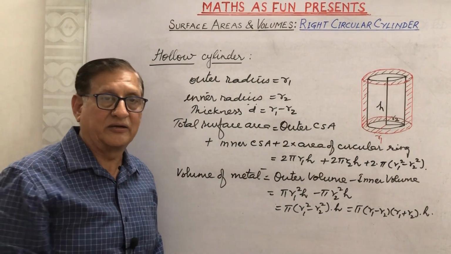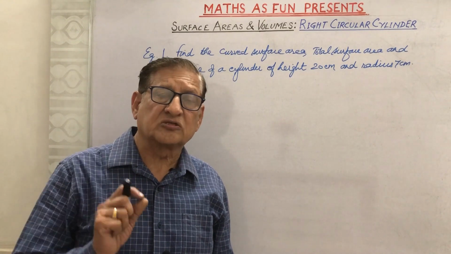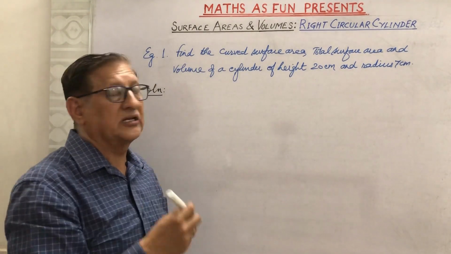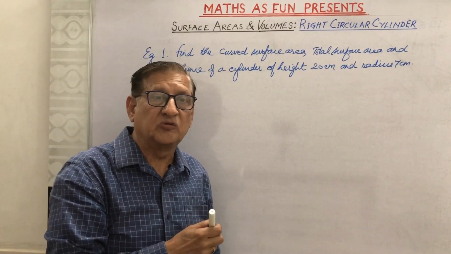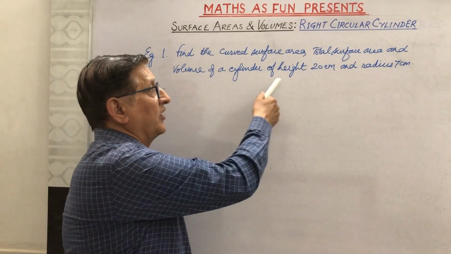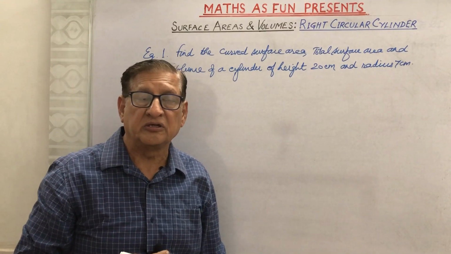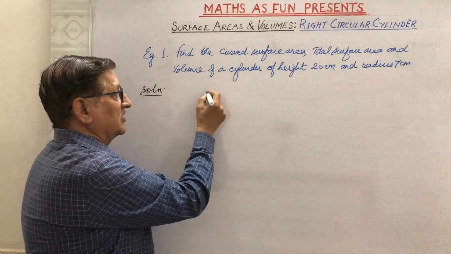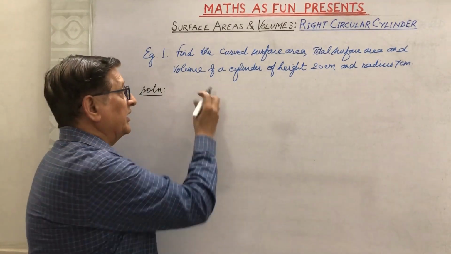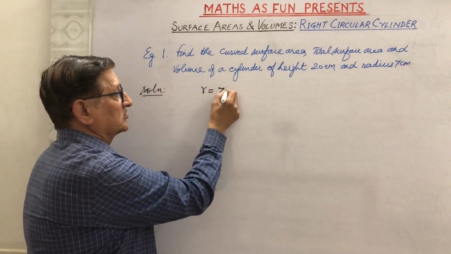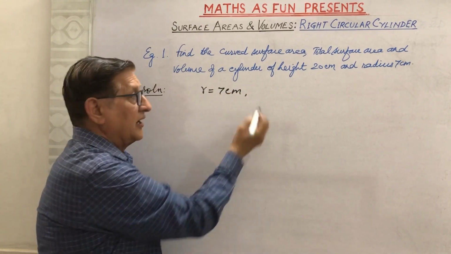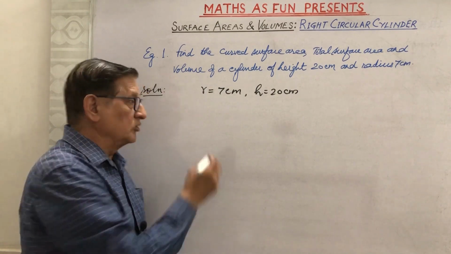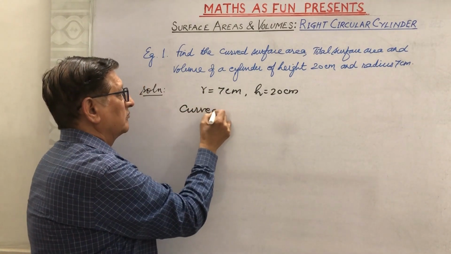We discussed now some examples, and the first one is: find the curved surface area, total surface area, and the volume of the cylinder of height 20 centimeter and radius 7 centimeter. For the solution here, it is given that the radius r is equal to 7 centimeter, height h is equal to 20 centimeter. We know the curved surface area.